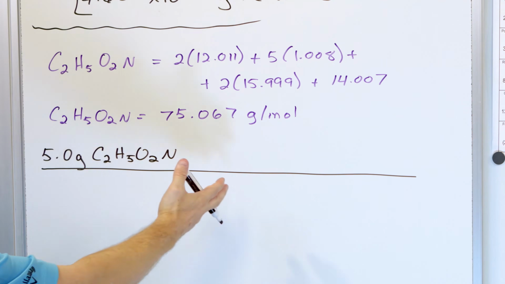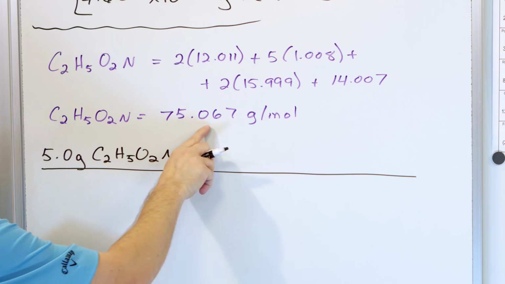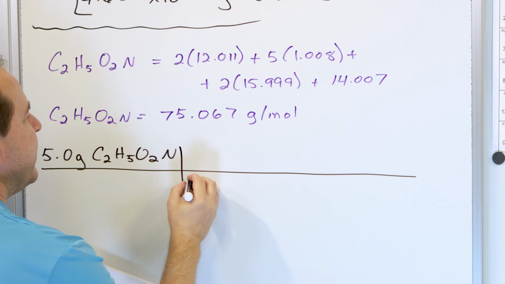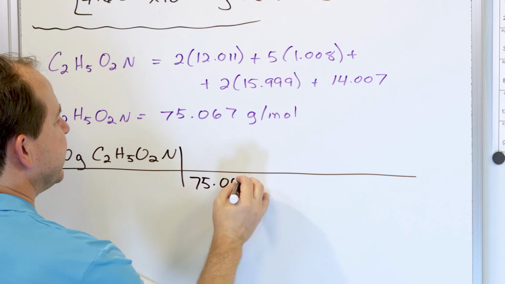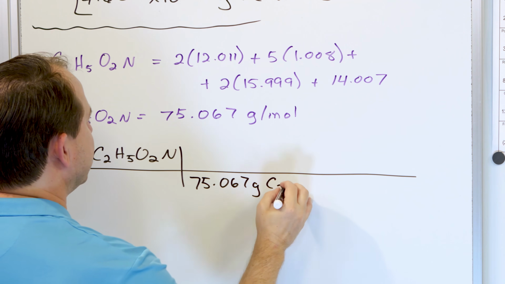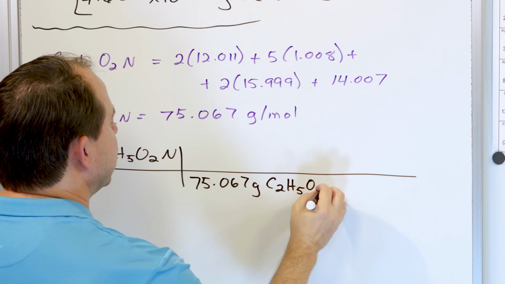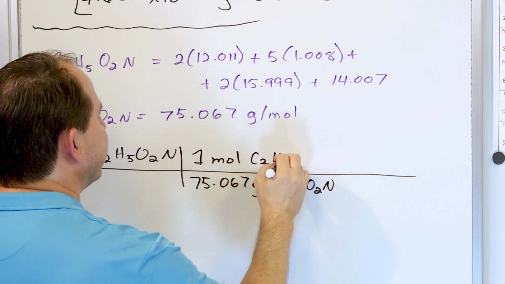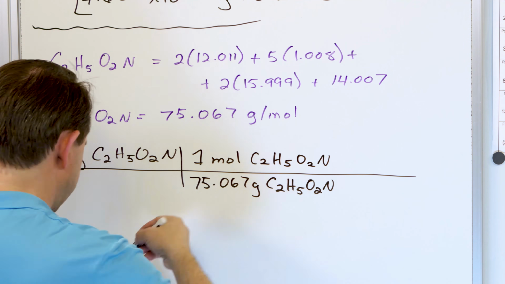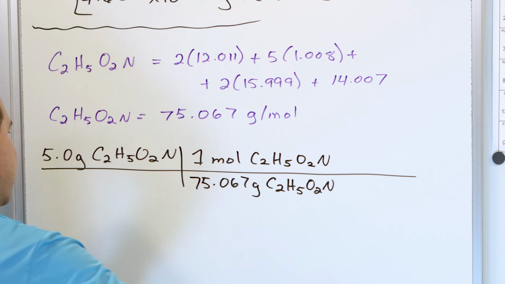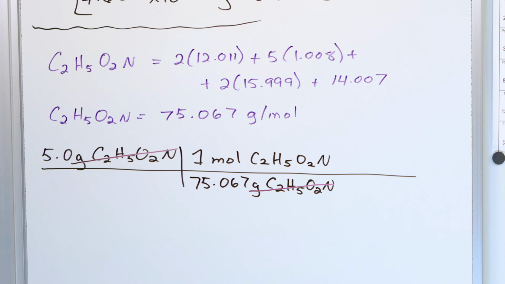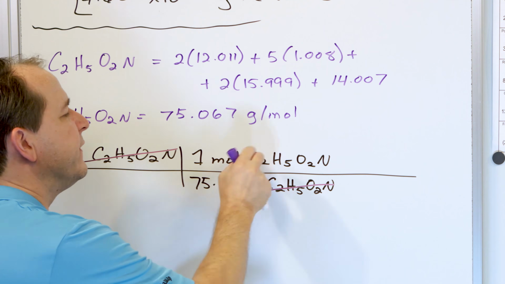So we don't have the whole thing mapped out, but we're starting from grams, and we know we can go from grams to moles of anything, so we're going to do that first, right? So we know that in 75.067 grams of the substance, C2H5O2N, is exactly 1 mole of this substance, C2H5O2N. And we arrange it upside down like this because we want the grams of the glycine to cancel with the grams of the glycine.